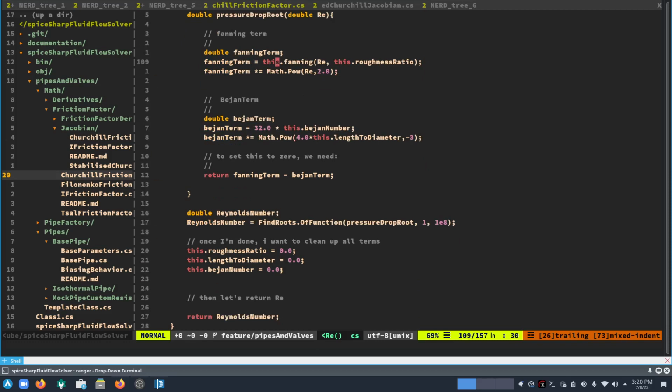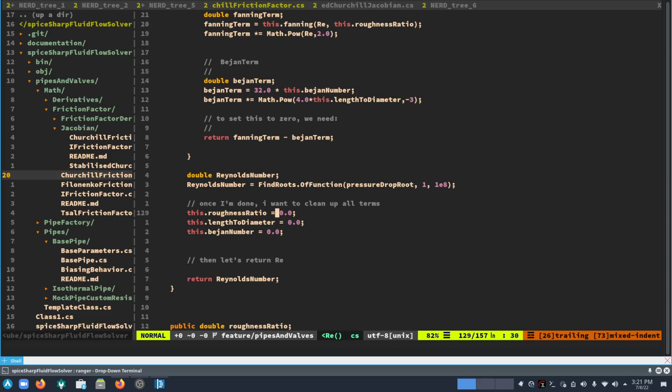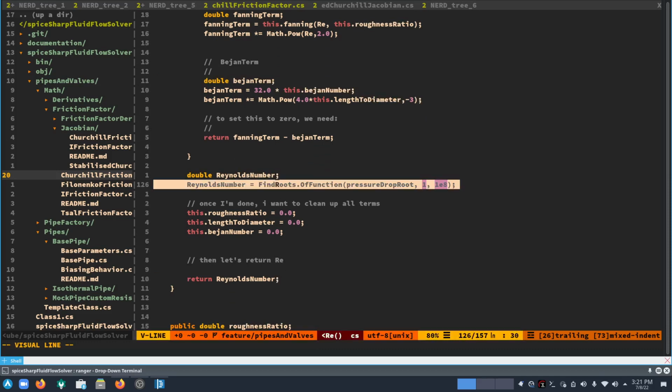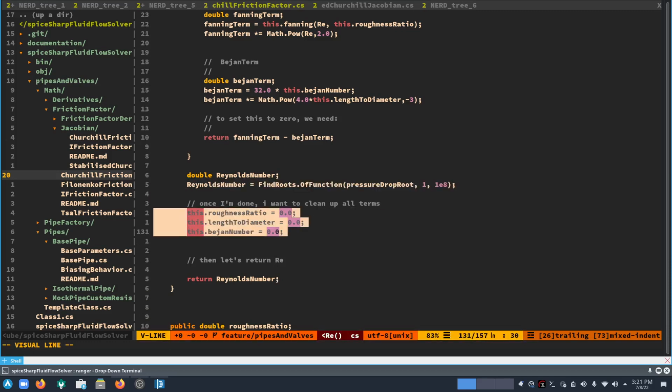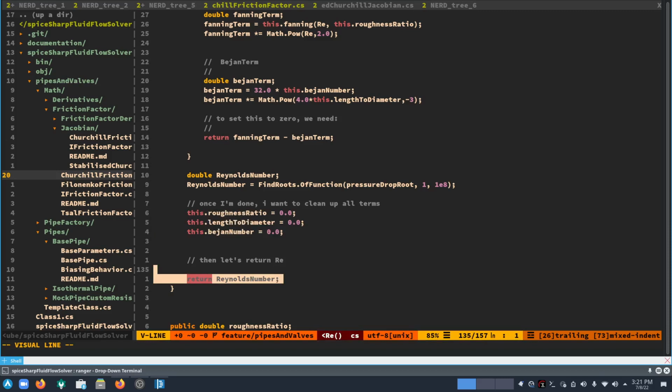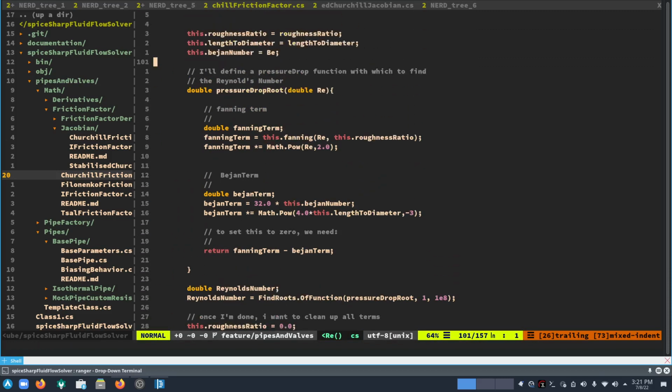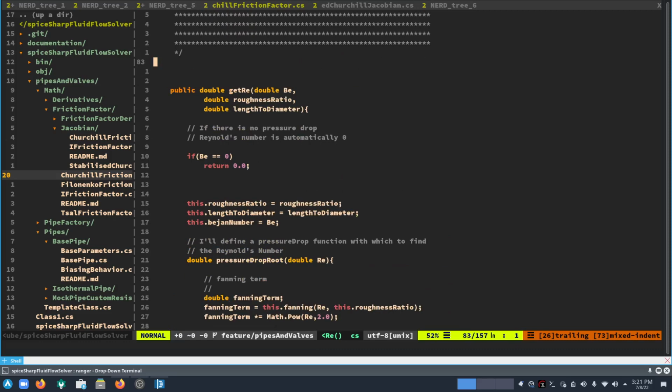As you know, with the Churchill correlation, the Fanning friction factor shoots off to infinity as we get closer and closer to 0. It's not a well-behaved function. And you'll see that if we just chuck this code in, we will actually get errors which I have to debug. But anyway, we take this function and we get a supposed Reynolds number. Once we get the Reynolds number, I set all the inner class variables to 0, and then I just return the Reynolds number. And that's how we get the Reynolds number from the Bijon number and everything.